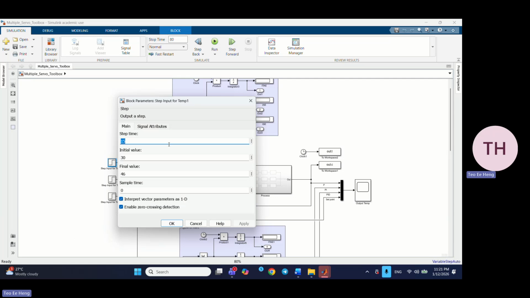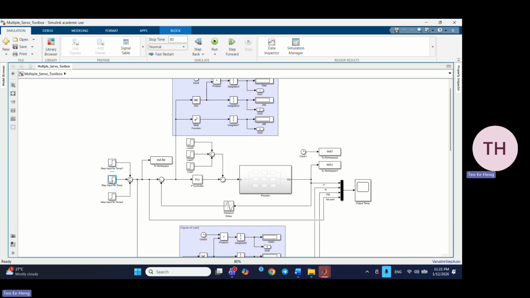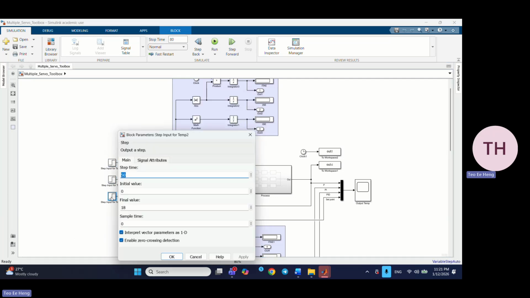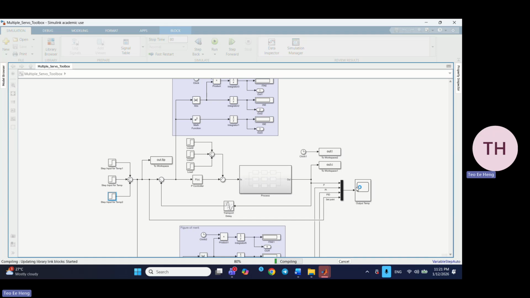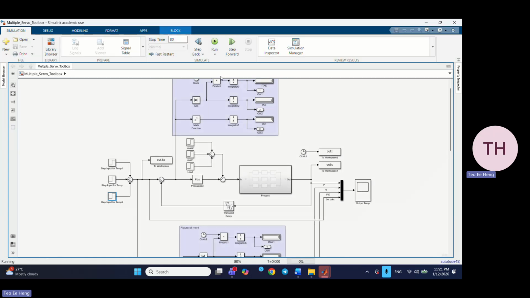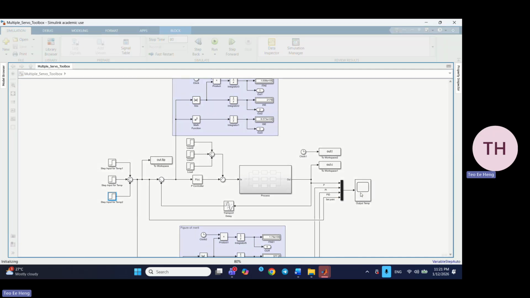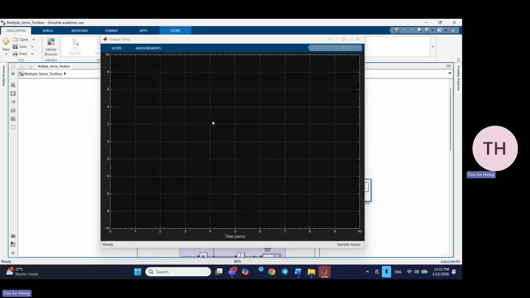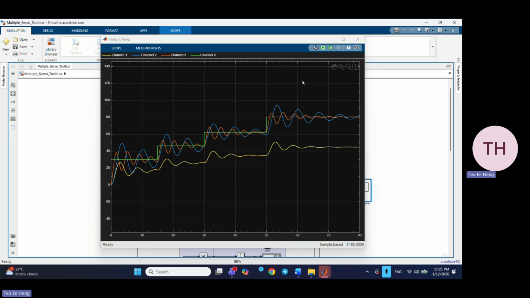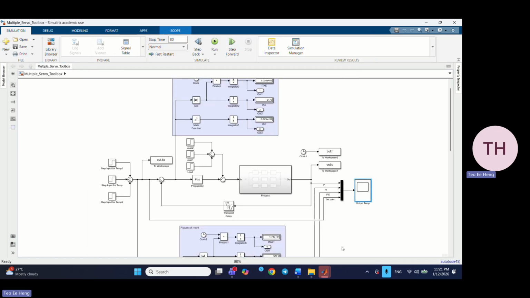Then the same input is applied in the control system. Then after we run the Simulink, we can get the response curve like this. Okay.